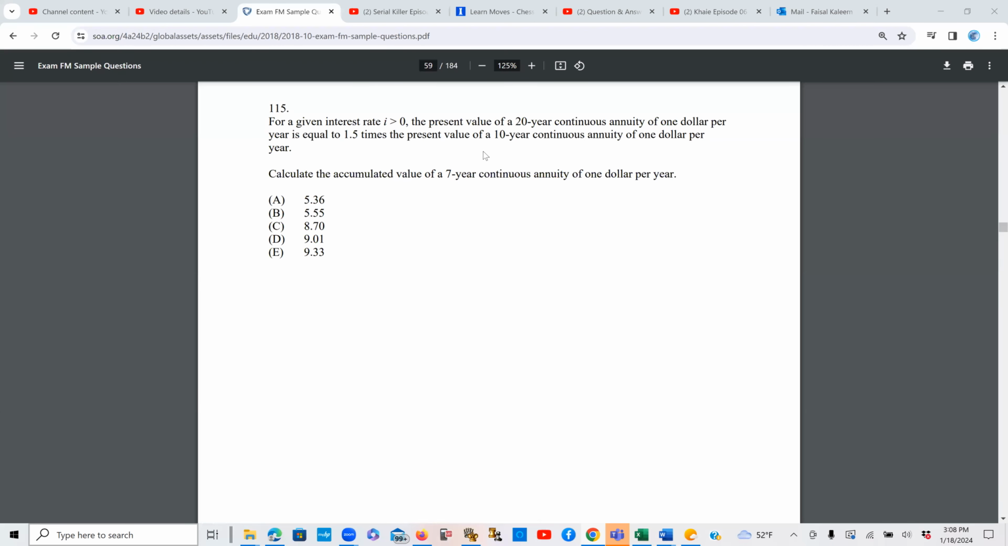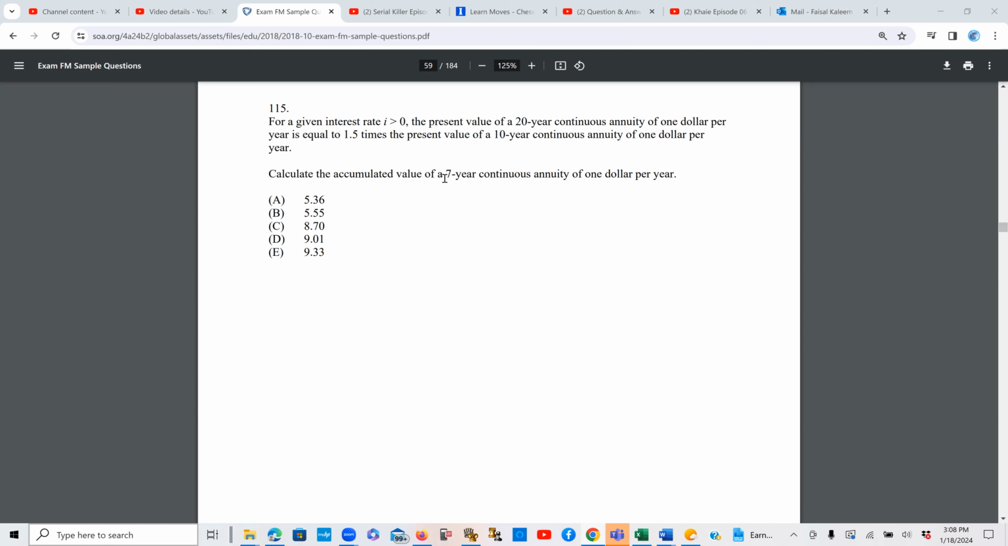For a given interest rate, the present value of a 20-year continuous annuity of $1 per year is 1.5 times the present value of a 10-year continuous annuity of $1 per year. Calculate the accumulated value of a 7-year continuous annuity of $1 per year.